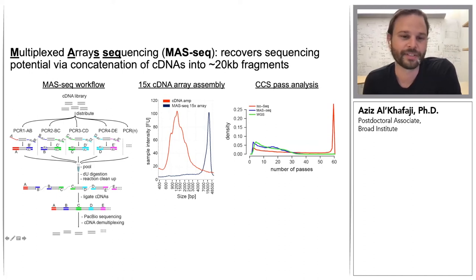And shown here is an actual MAS-seq 15-member array assembly from a parent, including the parent cDNA. So here is our parent cDNA library. And we determined that a 15-member array is the correct number of cDNAs to link together to reach 20 kb. And indeed, we see that after array ligation, we're around 20 kb. And then when we sequence this library, indeed, we see that for MAS-seq, the pass profile strongly resembles whole genome sequencing and is certainly starkly different than Iso-Seq itself.